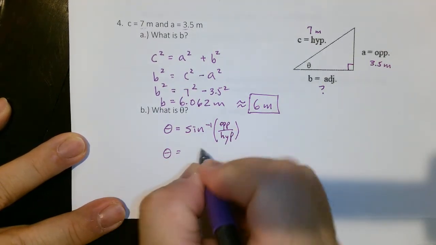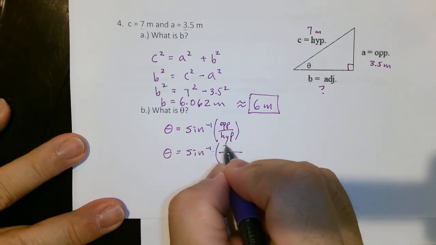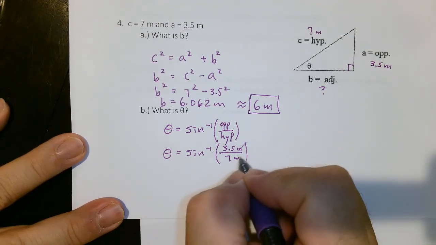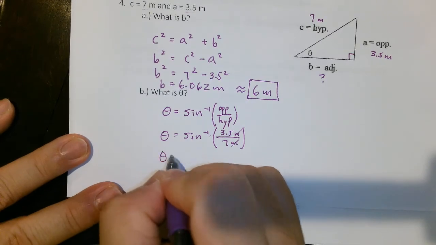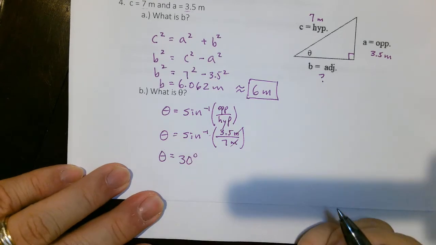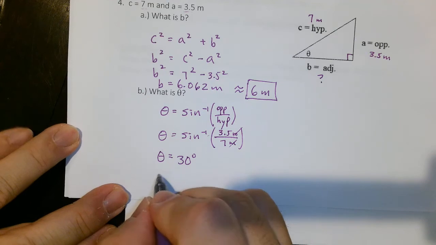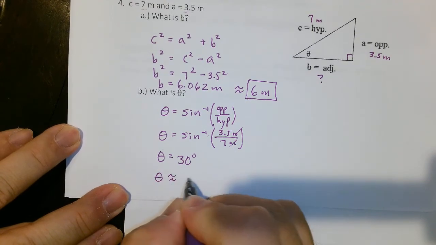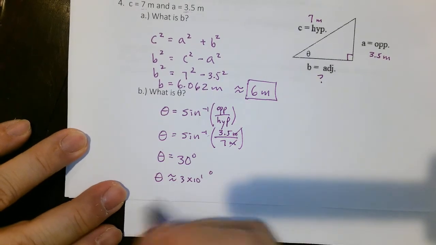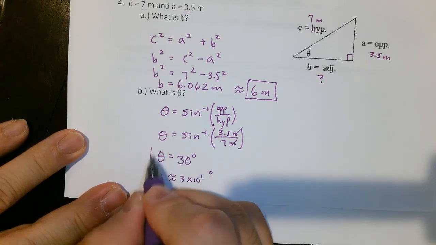Therefore, theta is equal to sine inverse of opposite, which is 3.5 meters, over 7 meters. And notice how the meters cancel out nicely. Your theta should come out to something like 30 degrees, okay? And of course, if you were to do correct sig figs, your theta should come out to something like 3 times 10 to the first degree, but that's kind of ridiculous. So you could just leave it as 30 degrees, and I know that this is one sig fig, okay?